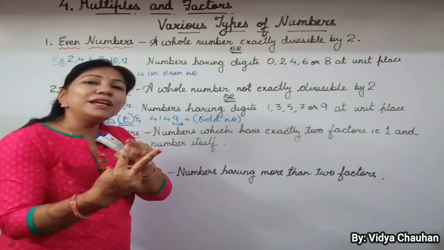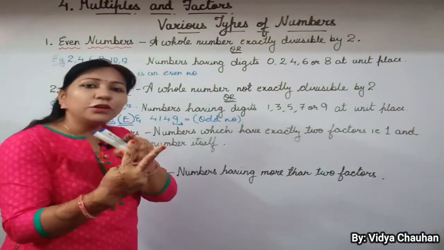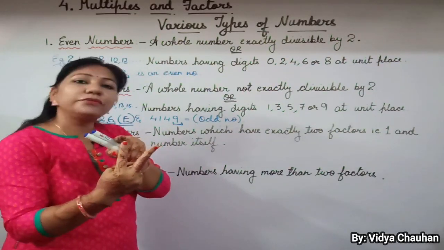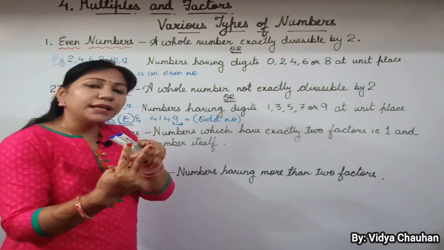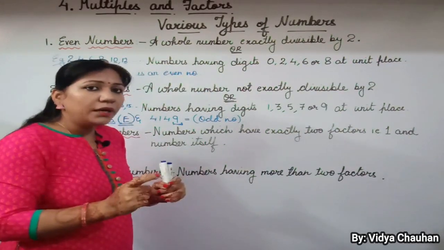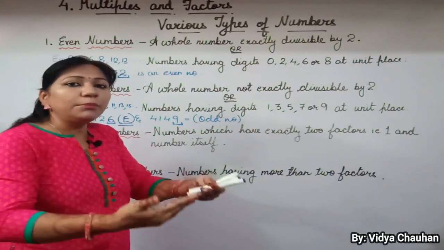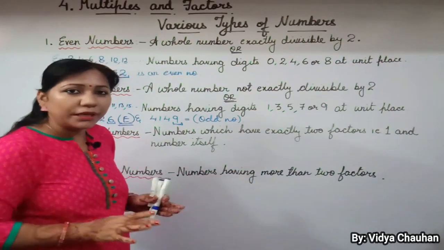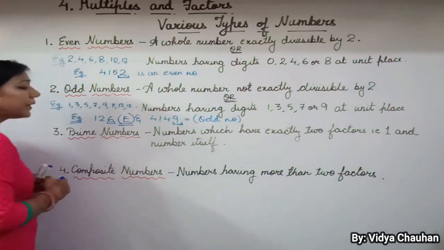One number is always 1. That means your first number which divides that number should be 1, and the second number is the number itself. That means that number should not come in the table of any other number. Then the number is called a prime number.